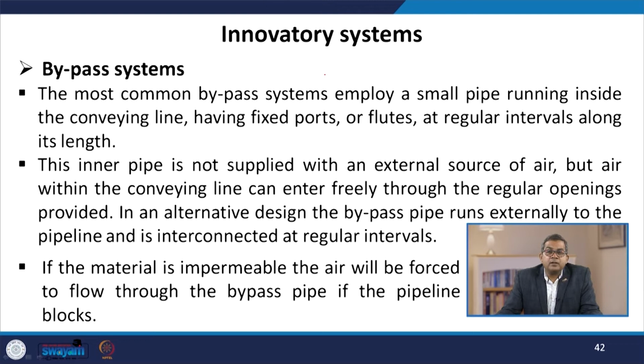Let us talk about the bypass system. The most common bypass systems employ a small pipe running inside the conveying line, having fixed ports or flutes at regular intervals along its length. This inner pipe is not supplied with an external source of air, but air within the conveying line can enter freely through the regular openings provided. In an alternative design, the bypass pipe runs externally to the pipeline and is interconnected at regular intervals. If the material is impermeable, the air will be forced to flow through the bypass pipe if the pipeline blocks.